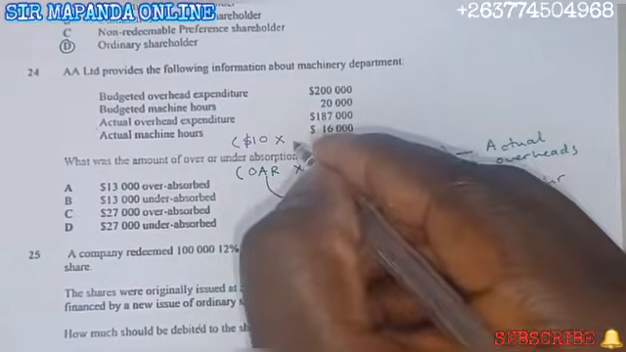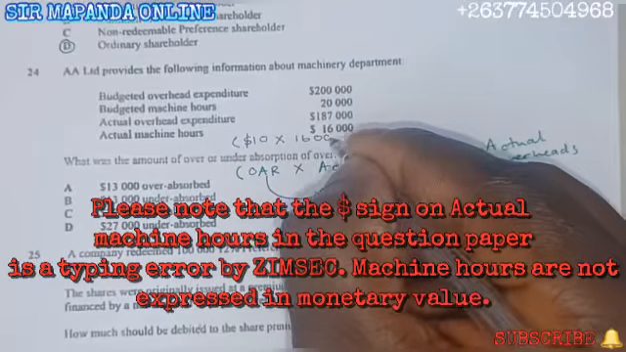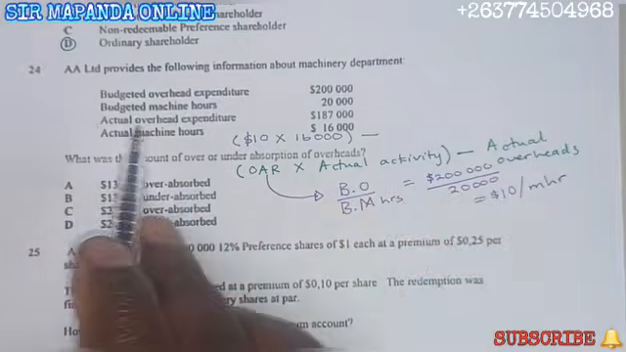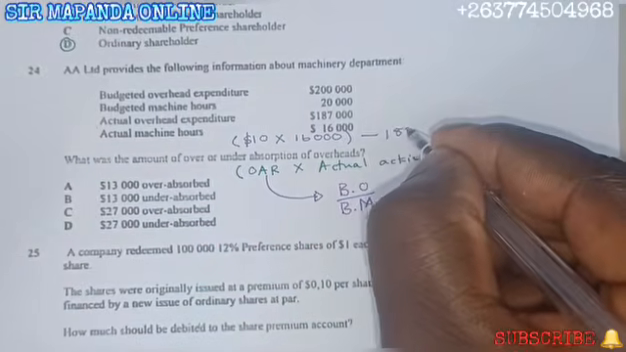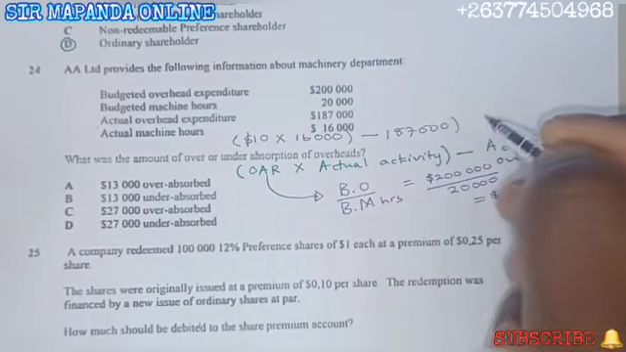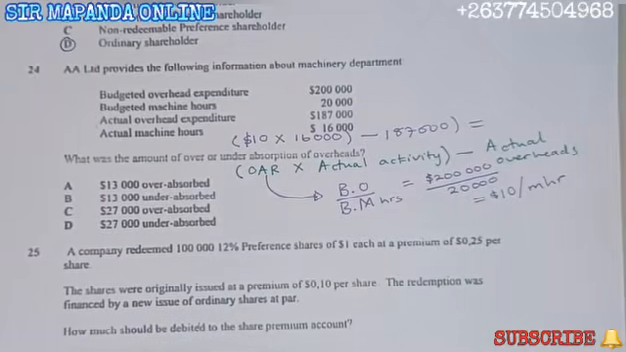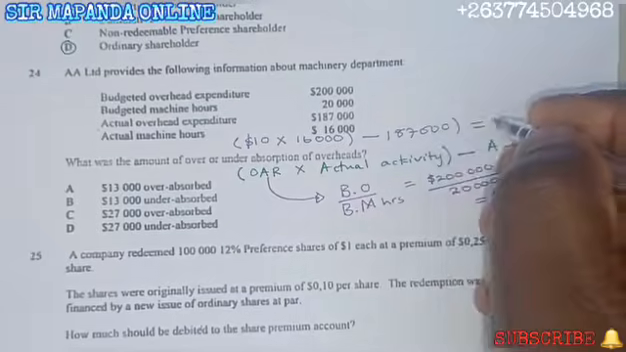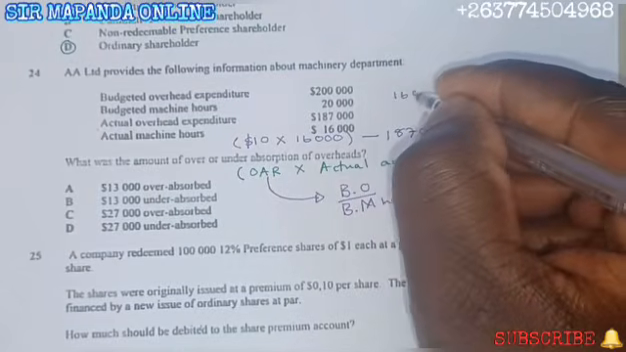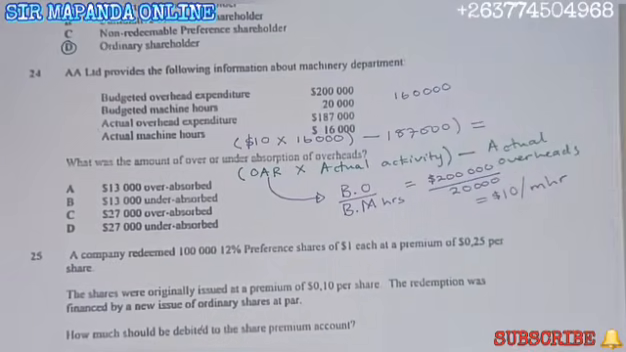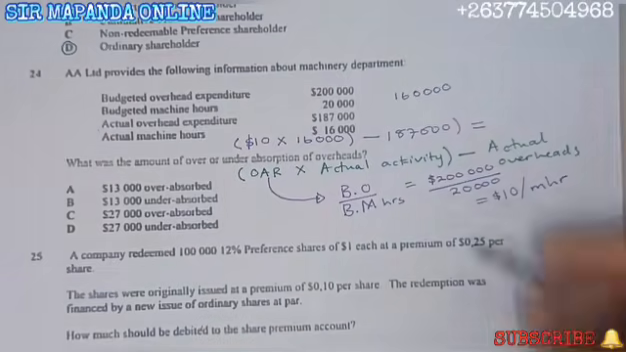The actual machine hours are 16,000. So you multiply with 16,000. Then less with actual overheads incurred. Actual overheads are given in the third line, 187,000. I hope you are following. So what do you get? 10 times 16,000. You get 160,000 first. And this 160,000 that you got denotes what you call the applied overheads or the absorbed overheads.